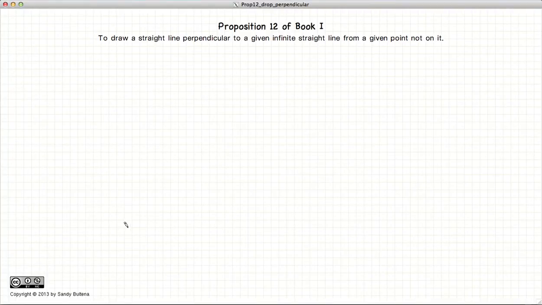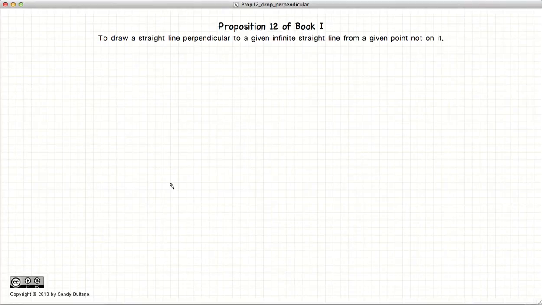This video presentation is going to be on Proposition 12 of Book 1, which states that if we have a line and a point not on the line, it is possible to draw a second line such that the two lines are perpendicular to each other.